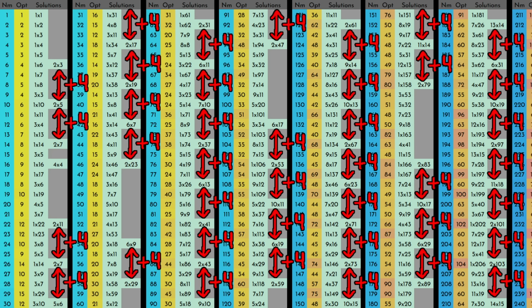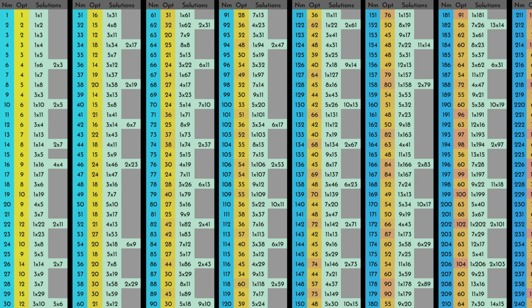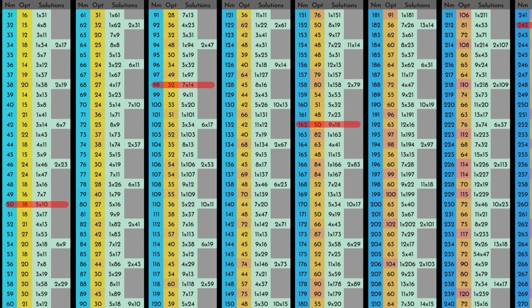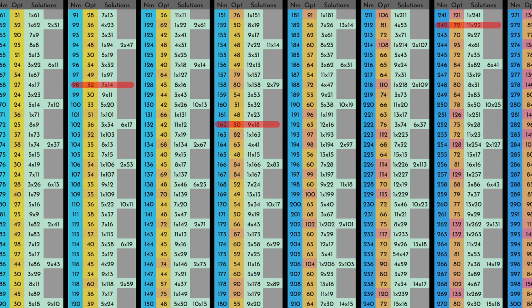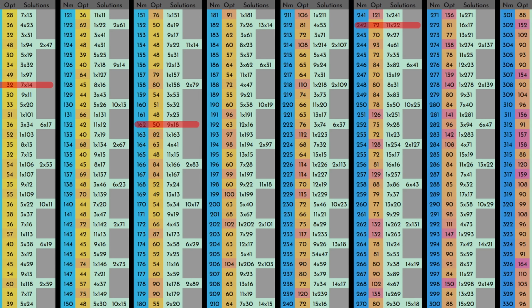The only exceptions are 16, which should not be in this sequence but is because it has 2 solutions, which is just a weird edge case, and the numbers 18, 50, 98, 162, and 242, which all should be in this sequence but are not.